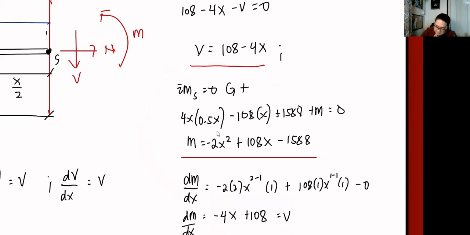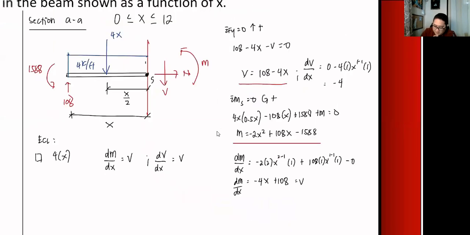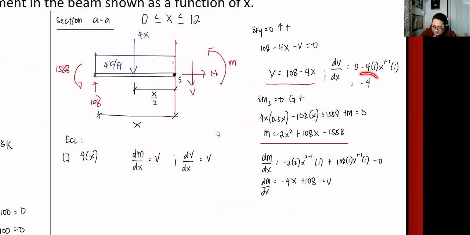Next is the derivative of V over dx. So the derivative of a constant will be 0, minus 4 times 1 x to the 1 minus 1 times 1. Okay? That is equal to negative 4. That negative 4 means what is applied to it. What we applied is negative 4, or downward, so negative 4 kips per feet. So it is equal to our applied load in kips per feet. So our shear and moment functions are correct.